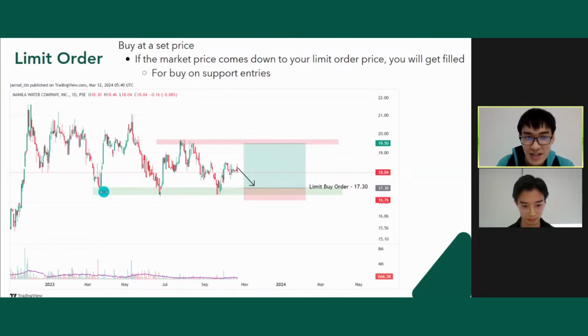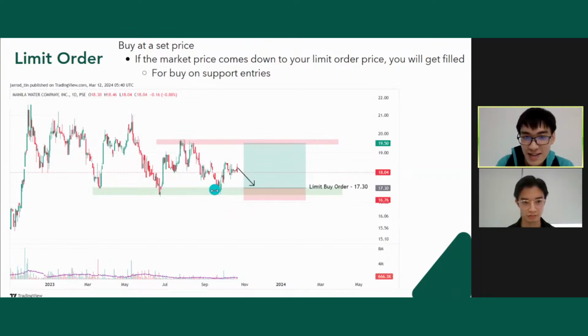So here you see na at this level, tumatalbog yung presyo, right? Once it hits this level, it bounces. It's this level, it bounces. So now, nag-aabang ka ng buy and support. So you're waiting for price at around 17.3.